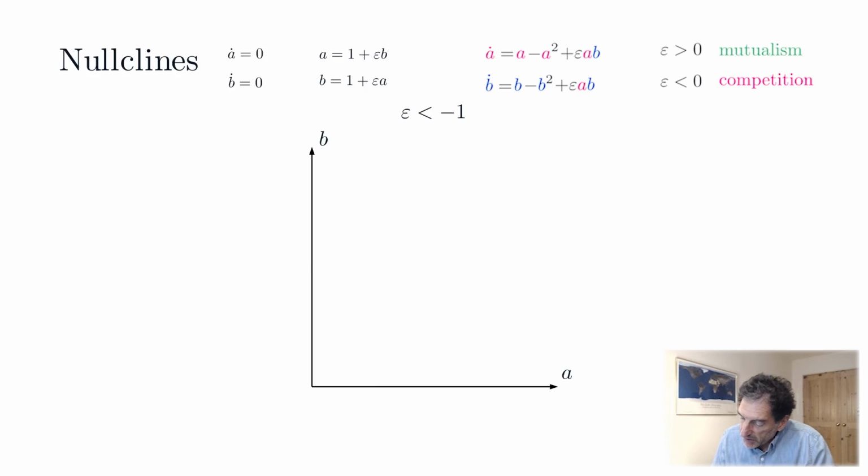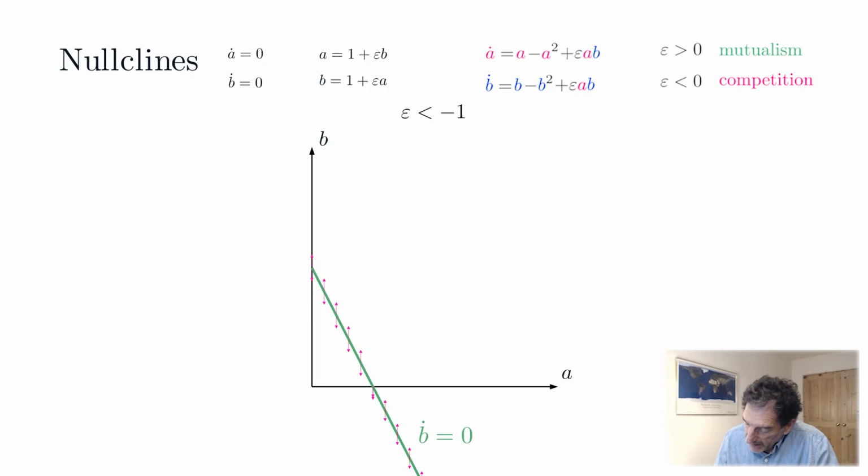But let's look at the nullcline. So for the B dot equals 0 nullcline, it's a line B is equal to 1 plus epsilon A. When epsilon is less than minus 1, this is a line of slope less than minus 1. And so the nullcline looks something like this. It starts at, when A equals 0, it's at B equals 1, and it has a slope larger than minus 1. So this is the nullcline B dot equals 0. And then on either side of the nullcline, it's easy to verify that the flow looks like this.